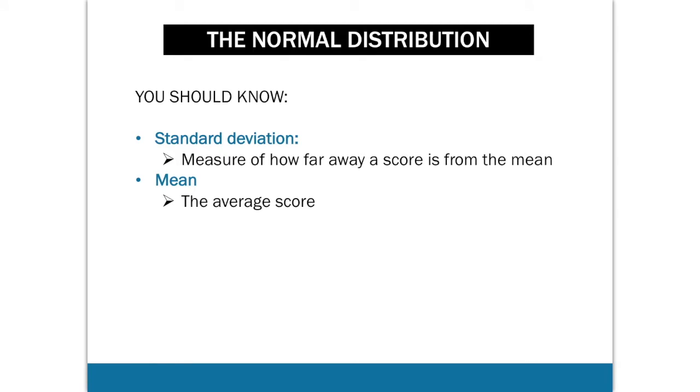Okay, so now we're going to be looking at normal distribution. So there's some things we're going to go through before we actually go onto the questions. So we should know that the standard deviation is a measure of how far away a score is from the mean. And then the mean is the average score.